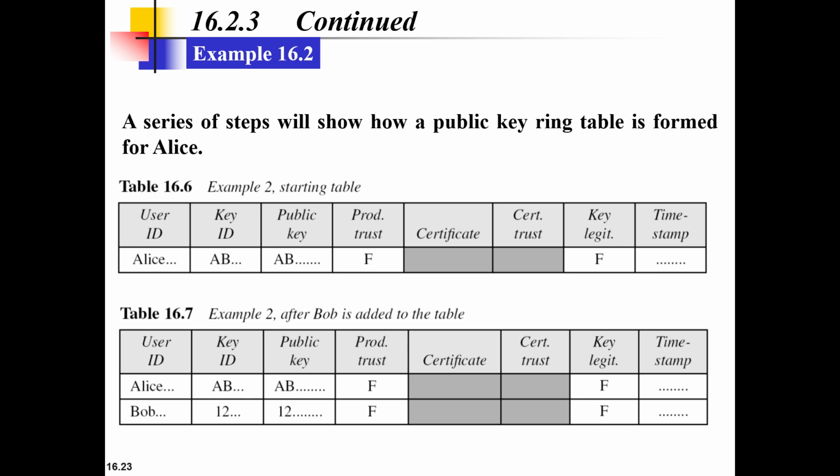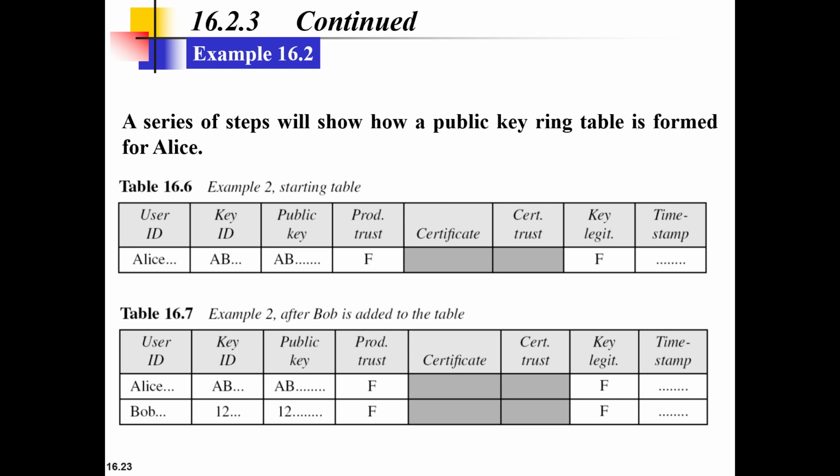In the next example, 16.2, we can see a series of steps that will show how a public key ring table is formed. First, start with the row for Alice herself, as shown in table 16.6. Use N for none, P for partial, and F for full for the level of trust. For simplicity, also assume that everyone, including Alice, has only one user ID. Note that based on this table, we assume that Alice has issued a certificate for herself implicitly.